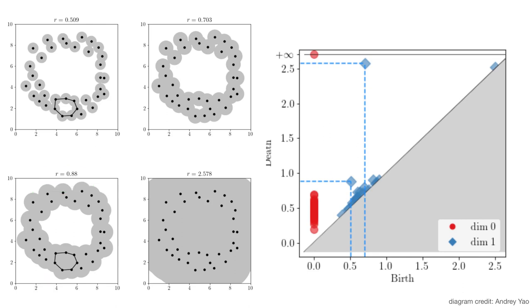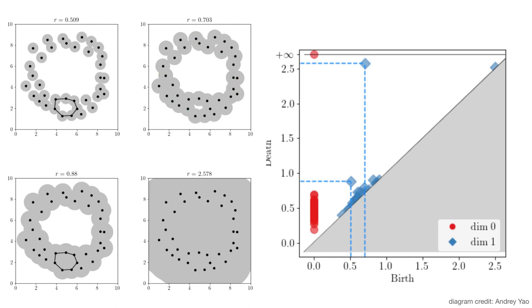The traditional wisdom is that points that are far away from the diagonal are more important, because this point, I mean, the cycle doesn't look very important, and it's very near the diagonal because it dies shortly after it's born. And the point up there corresponds to the big loop that we intended to find in the first place. So that's the traditional wisdom.